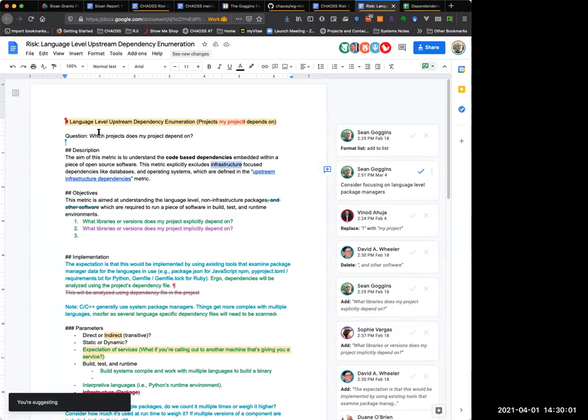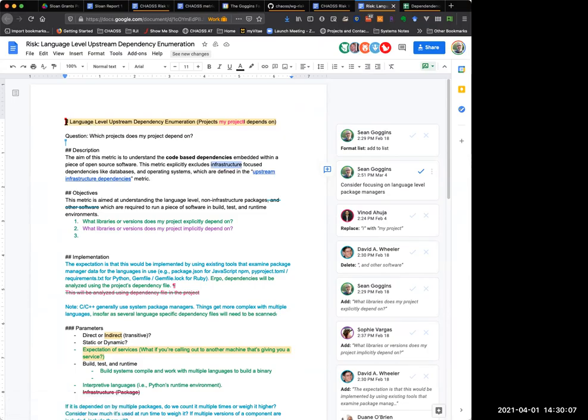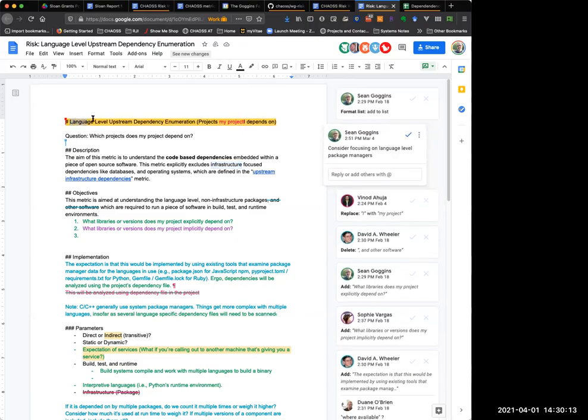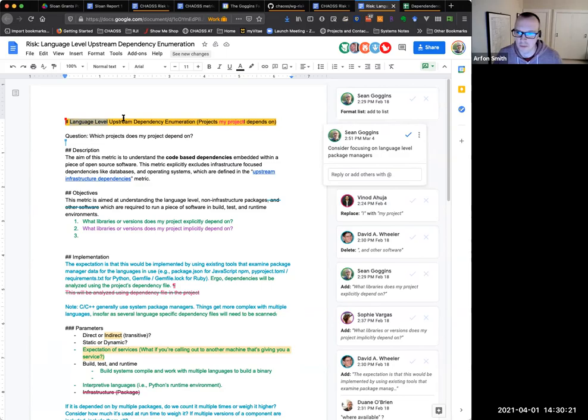Saying language level, you know, I have not seen that word elsewhere. I think maybe it's reacting to them. Maybe I'd rather be consistent and just say code based. Yeah, or that, as we say in the description, instead of a language level. And by enumeration, do we just mean listing them all? We want to list them all.